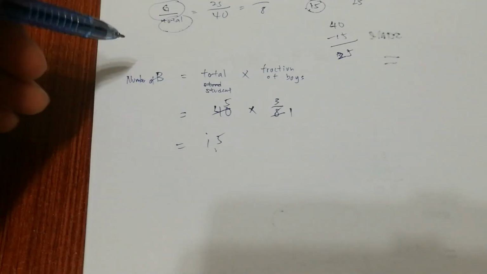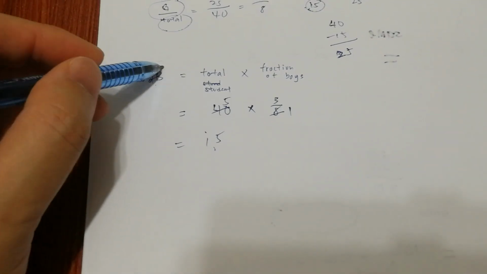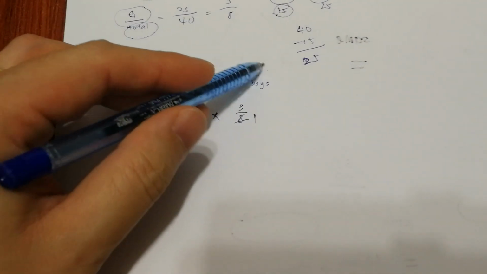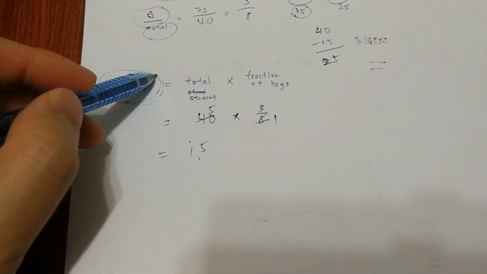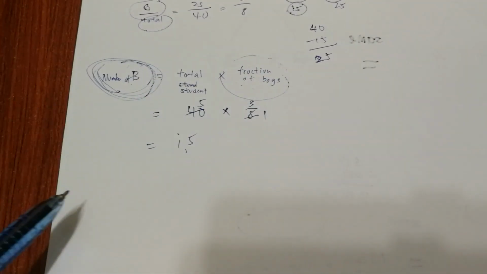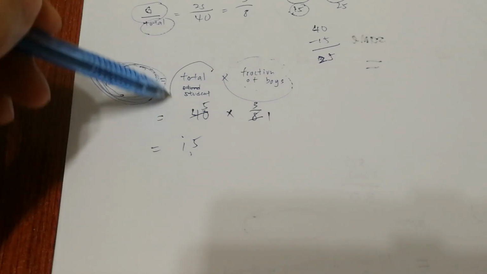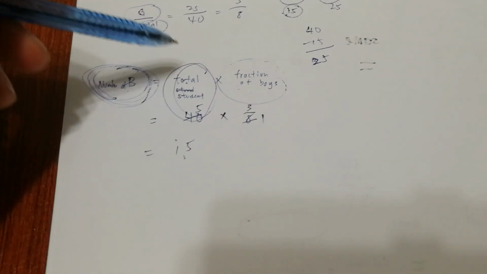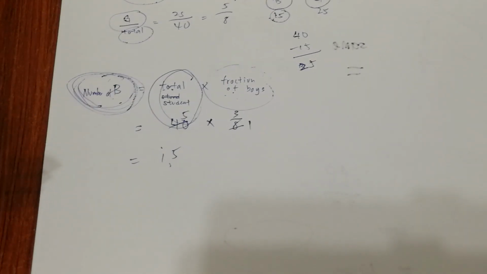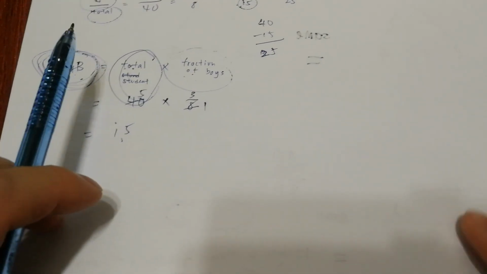So what happened is that when you want to look for boys, you need to multiply by the fraction of boys. When you want to look for the number of girls, you need to multiply by the fraction of girls. And the idea is always to multiply by the total number of the whole class, or the total number of boys and girls. Now, this you have learned already.